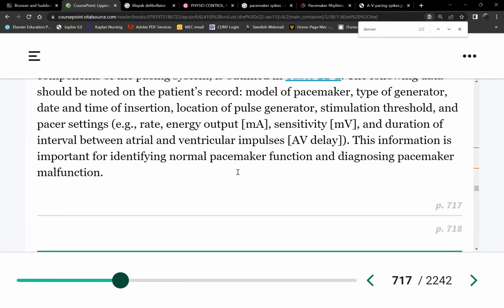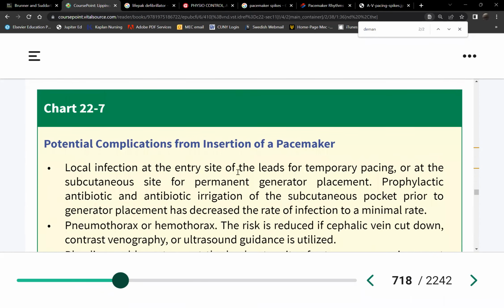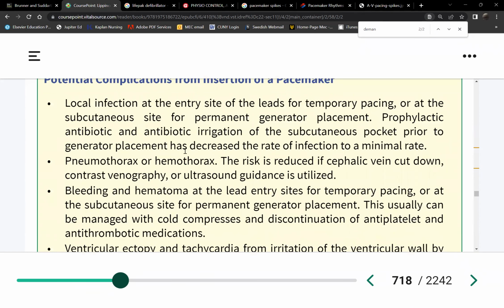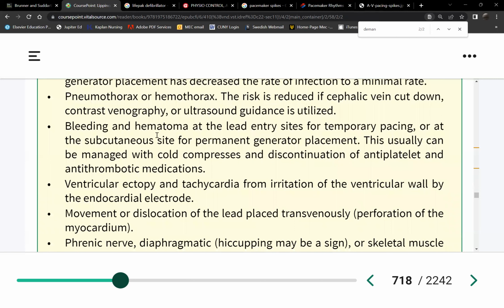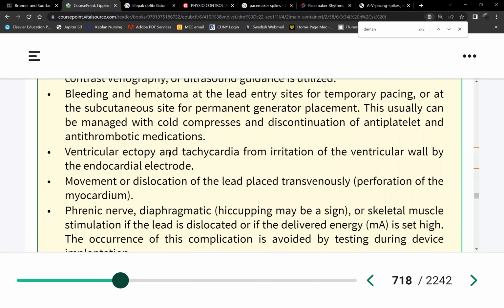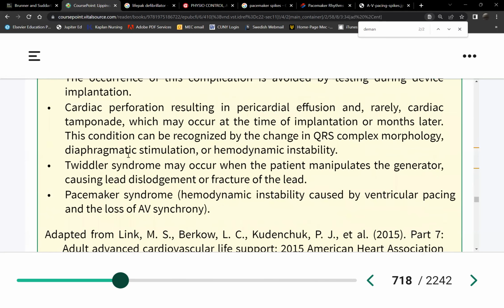Complications are the following. Chart 22-7. Right after insertion, there'll be local infection, a pneumothorax. This is related to the insertion procedure. Sometimes the doctor may have gone too deep and sliced into the pleura, causing a pneumothorax or bleeding, hematoma, all the way here.